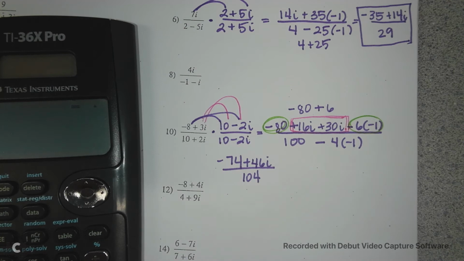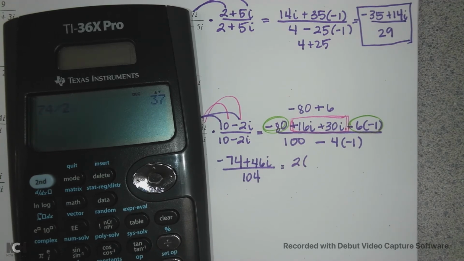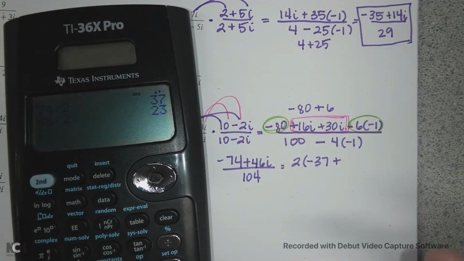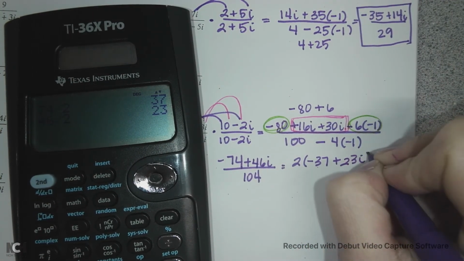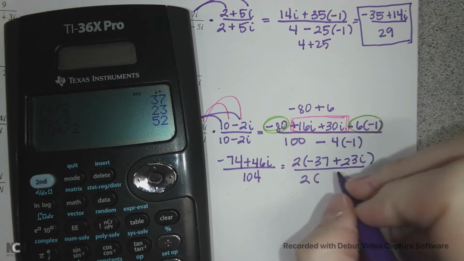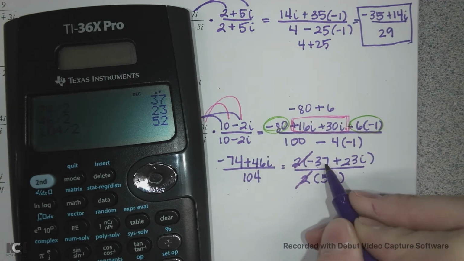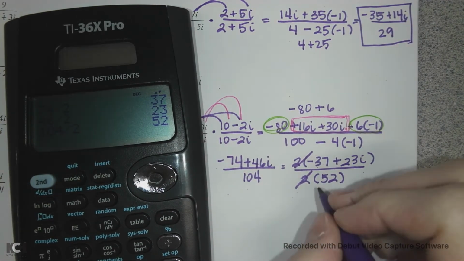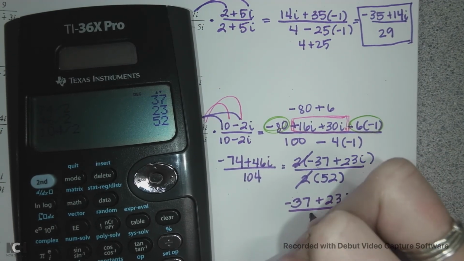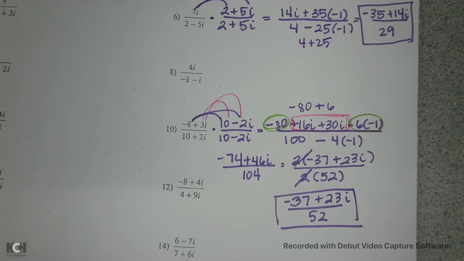So we'll take a 2 out of this guy. So 74 divided by 2 is negative 37. And 46 divided by 2 is 23i. And then on the bottom, I'm going to take a 2 out of 104. So I have 52. So my 2's come out. And these guys don't have any like terms or greatest common factors. So my answer is negative 37 plus 23i all over 52. So don't forget to reduce, because if you don't reduce, it is wrong.